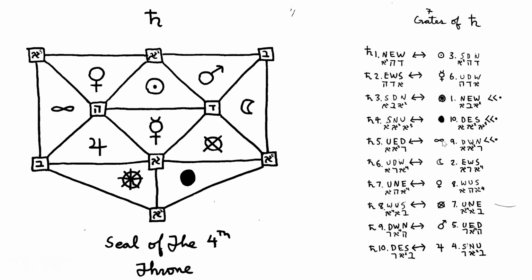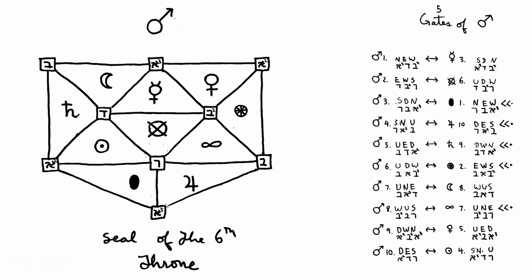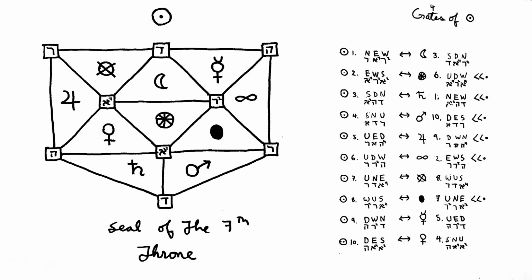And here we have the Chesed seal, 6 gates of Chesed, 6 gates of Geburah, 6 gates of Tiphareth. Each one is different, but they're all uniquely locked together.